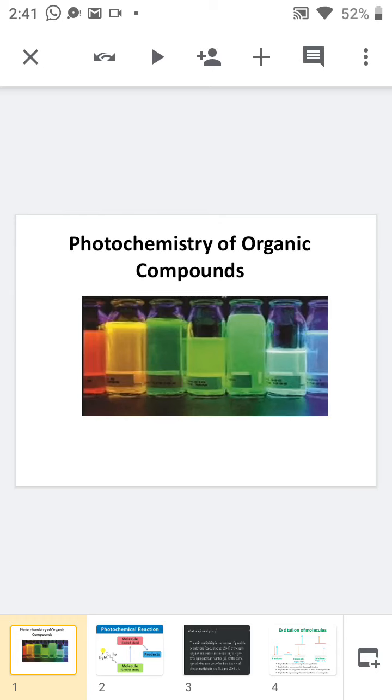Everybody. Today we will discuss the next topic, that is the photochemistry of organic compounds. Photochemistry means any chemical reaction which is taking place in the presence of light radiation. Normally we are using UV and visible radiation for photochemical reactions, having the wavelength 200 to 800 nanometers.